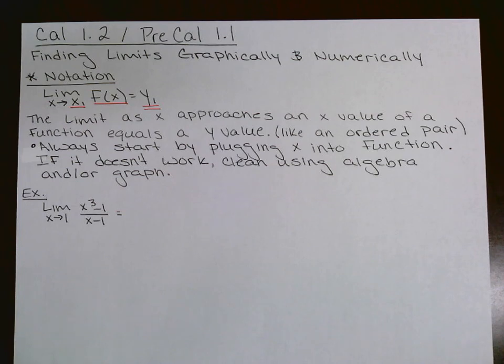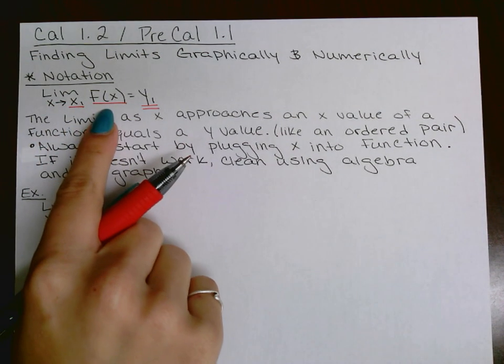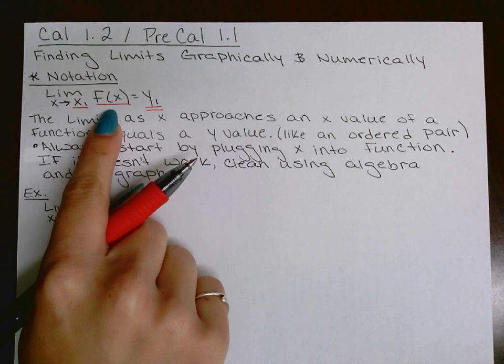We talked last class and video that limits could be true whether a point exists or not. So if plugging in that x ever does not work, we have to clean it algebraically to then re-plug it in and still get out that y, okay?